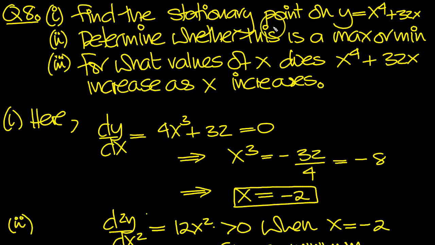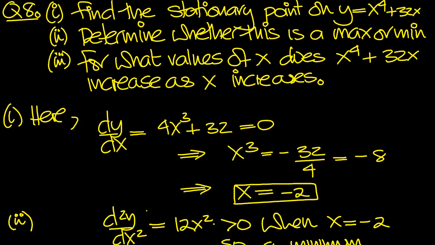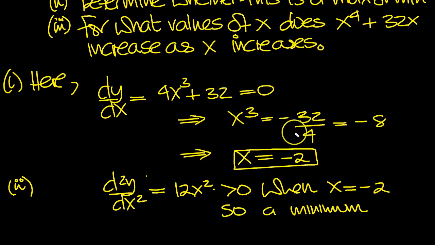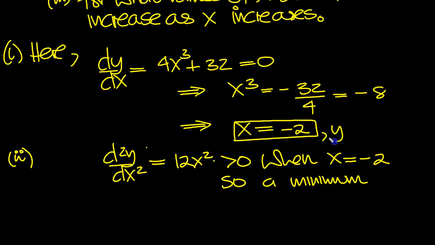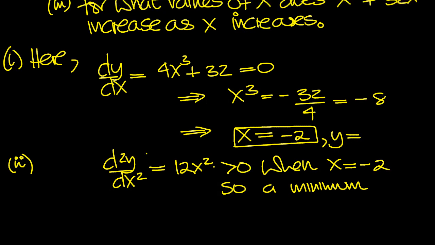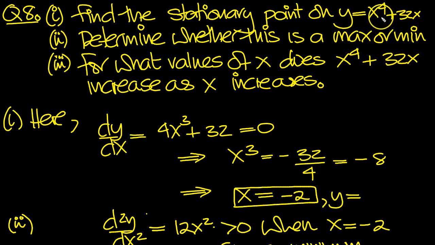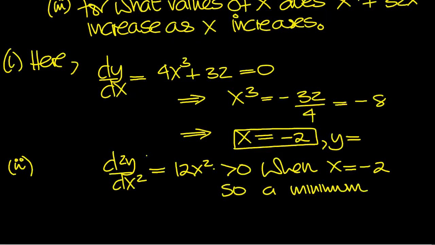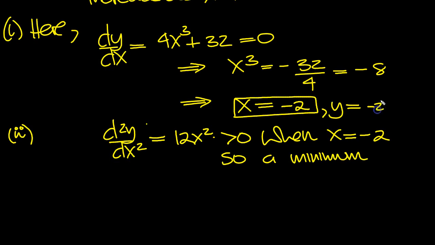Okay, so find the stationary point. Well, the point, the first value, when x is minus 2, we ought to get y. So let's just put y in here. We found the x value, let's get the coordinate. X to the 4 plus 32x. So minus 2 to the 4.